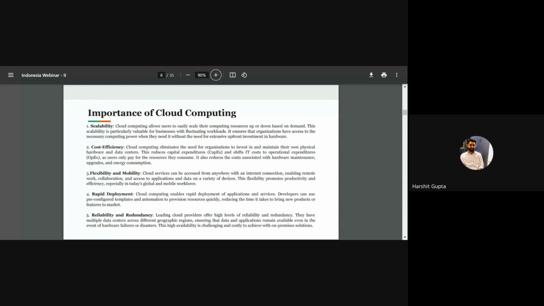Next is flexibility and mobility. As we know, cloud computing is easily accessible to anyone; the only requirement is that he or she should have internet. With the help of the internet, we can use each and every service provided by the cloud service provider. So it is flexible, meaning we can use these services anytime, from anywhere, with an internet connection. It also reduces the dependency on the personal infrastructure made by any person or organization.